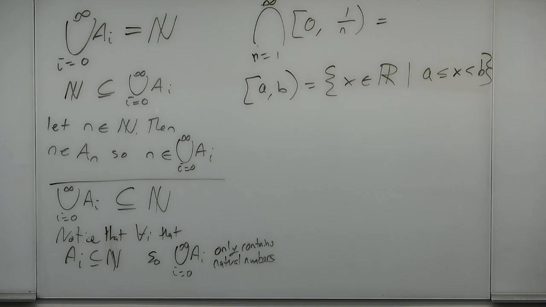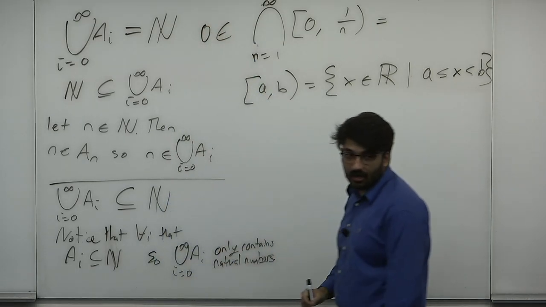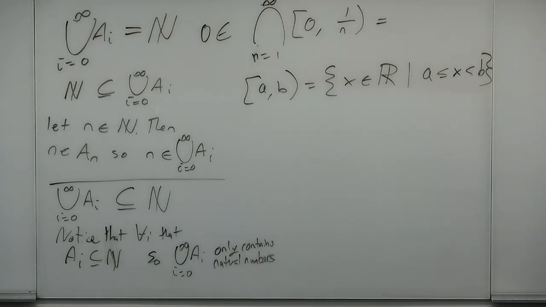Is the infinite intersection of these intervals the empty set? Why not? Yeah, so it contains zero. So we know that zero is an element of this intersection. Every interval has zero as an element, right? What else is in this intersection?